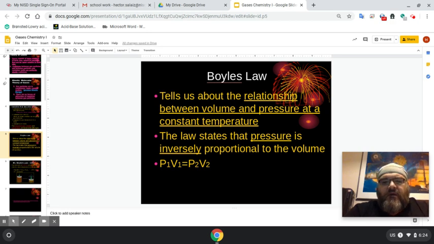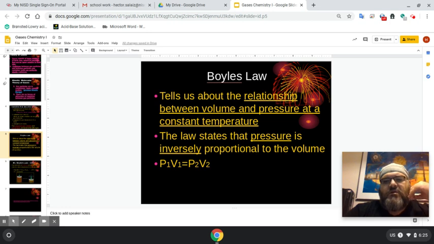All right. So inversely proportional means that, let's say, if volume goes up, pressure is going to go down. So inversely means that it's going to have the opposite effect, and vice versa. If volume goes down, pressure is going to go up. And so through the lab that I'm going to give you in a bit, you will see how this works. You'll get to understand it better.